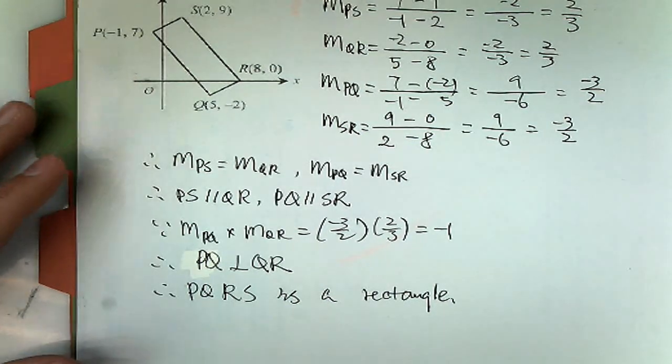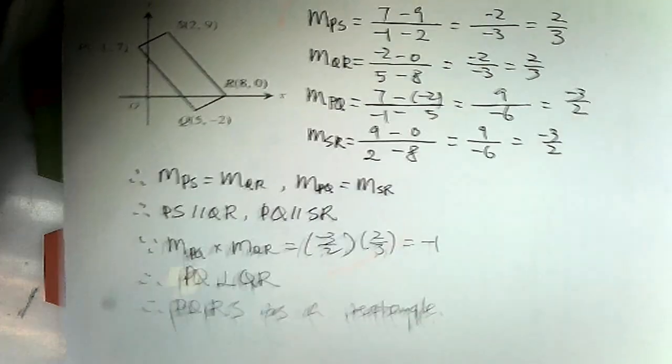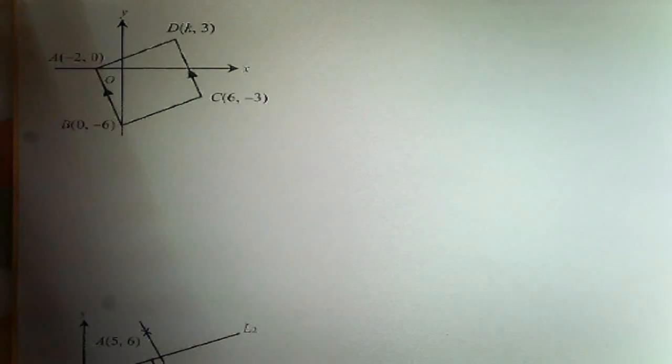Understand? So you have to know the conditions to form a rectangle, okay? To determine whether it is a rectangle, but not just doing it blindly, okay? So this is question 9. So next, okay, next. Go to this. This is question 11. Question 11.